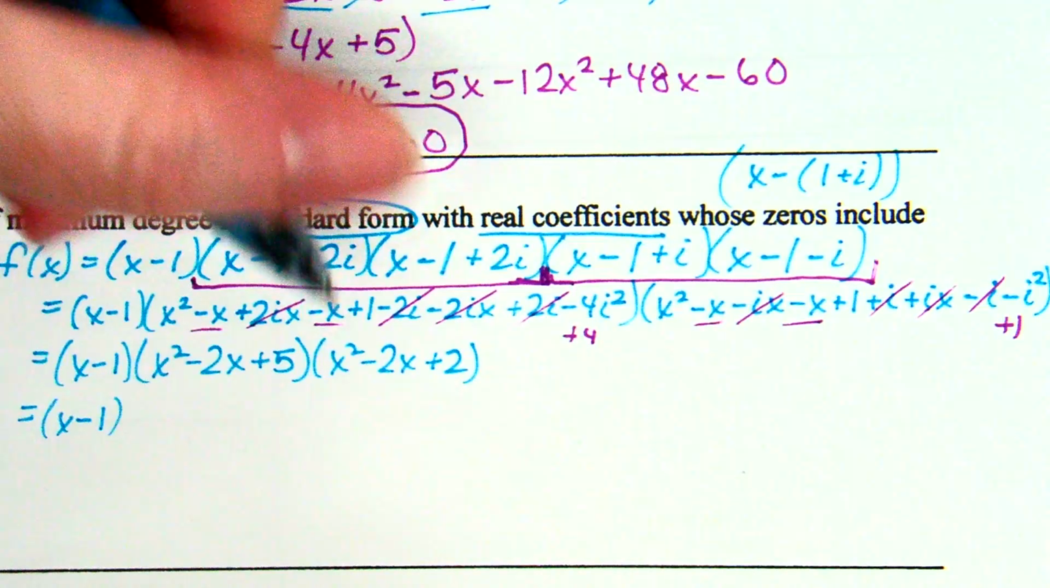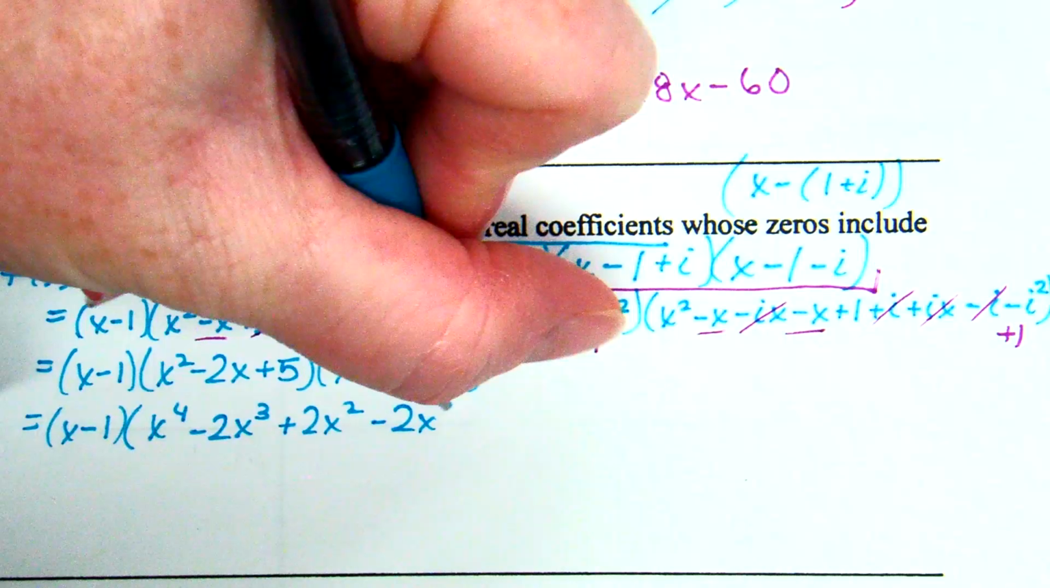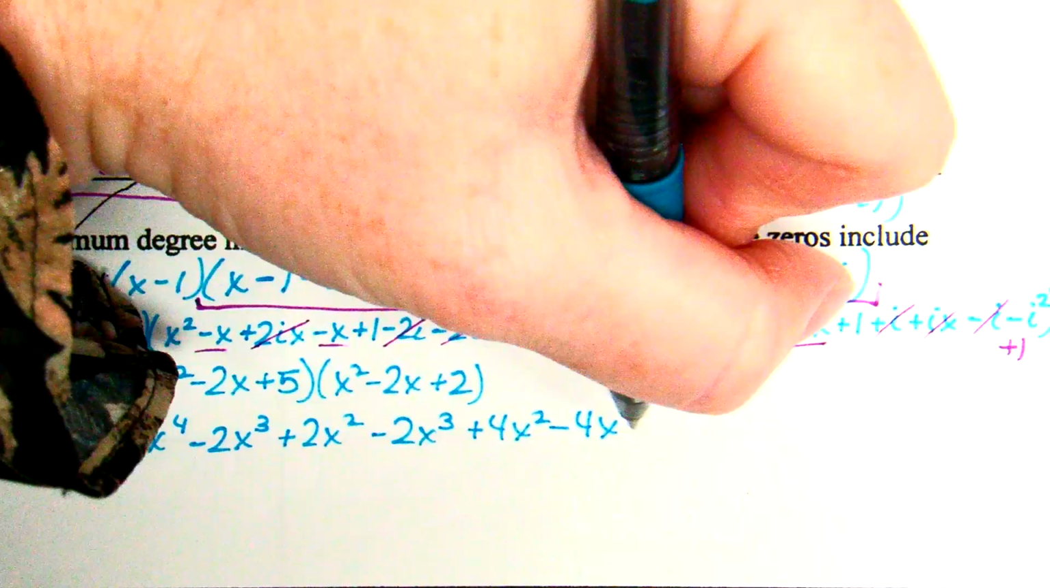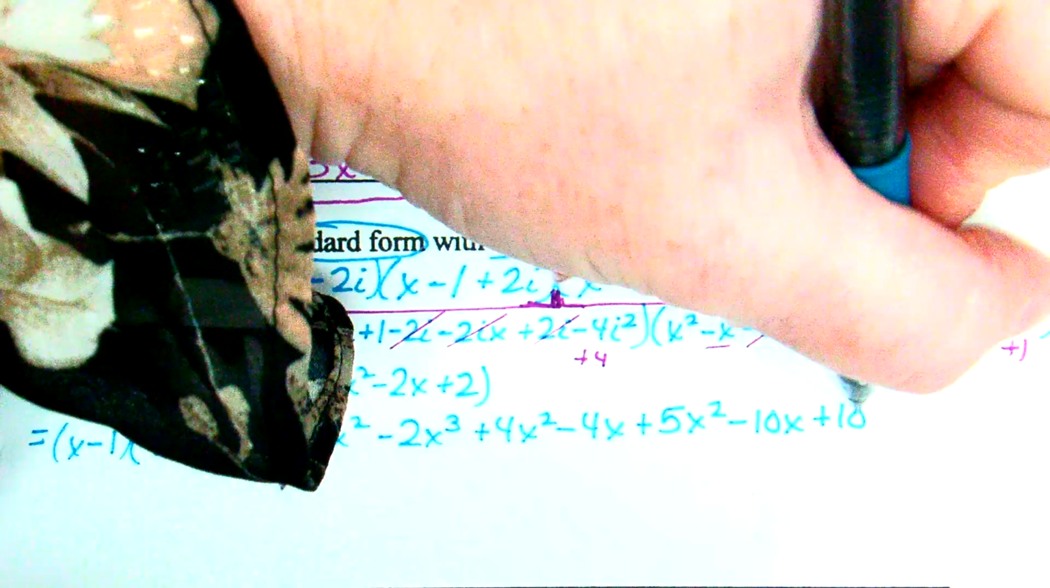So x squared times everything. X to the 4th minus 2x cubed plus 2x squared. Minus 2x times everything. Minus 2x cubed plus 4x squared minus 4x. 5 times everything, plus 5x squared minus 10x plus 10.